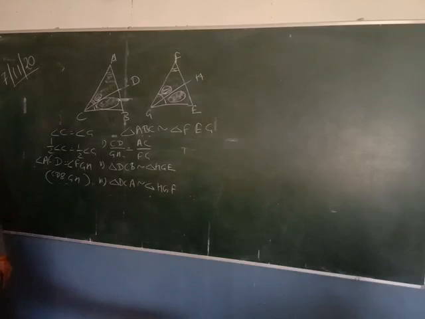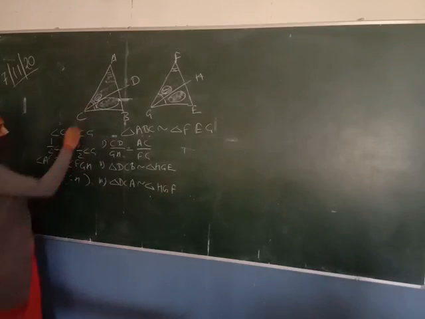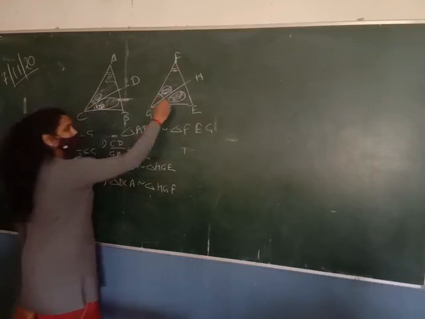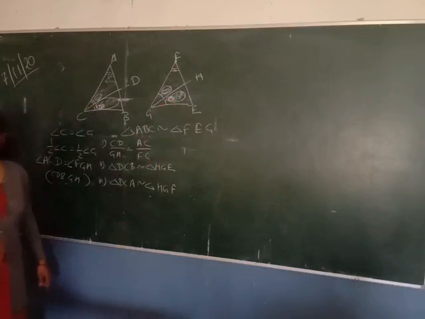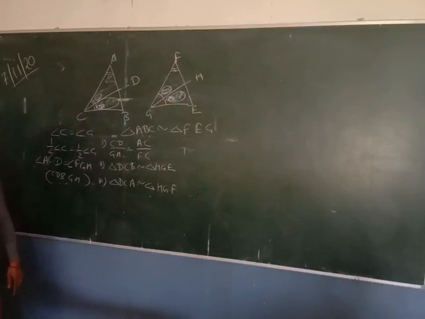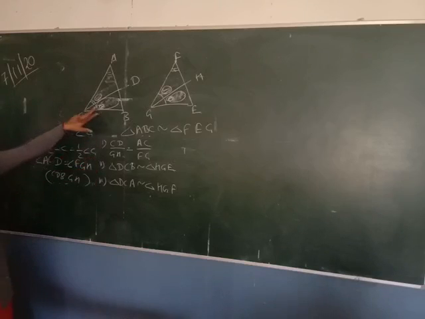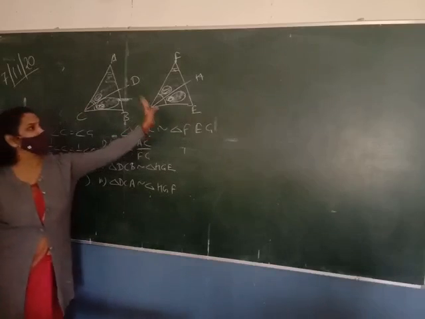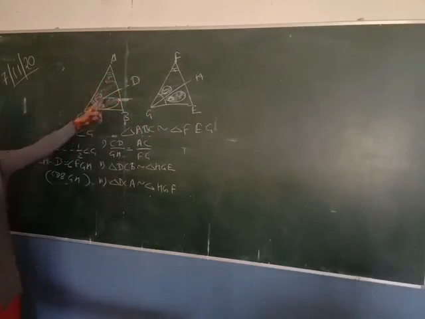Angle DCB is equal to angle HGE. Why are they equal? Half and half. So you will write angle C is equal to angle G, half angle C is equal to half angle G. Then half angle C can be this one, that is BCD is equal to EGH, because these are the angle bisectors.